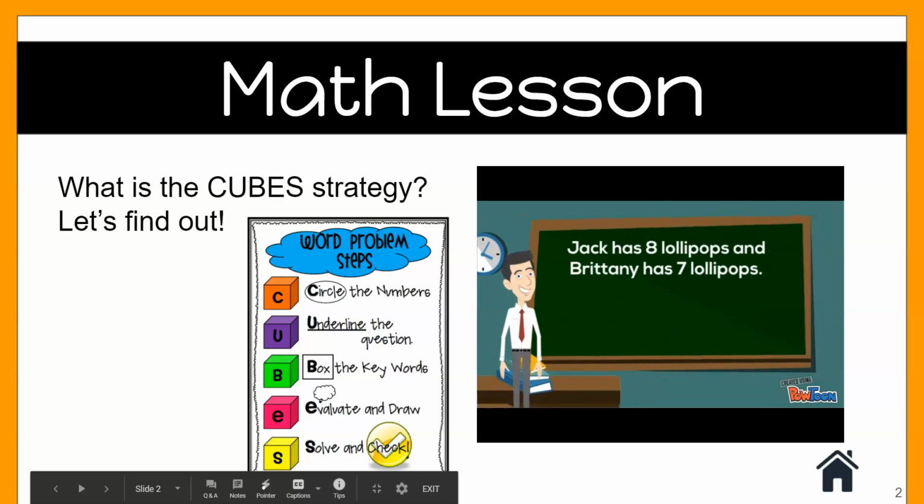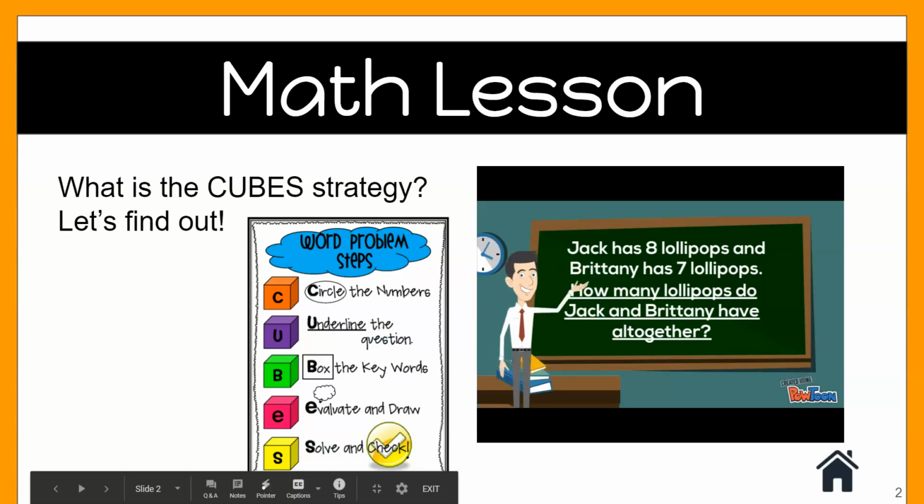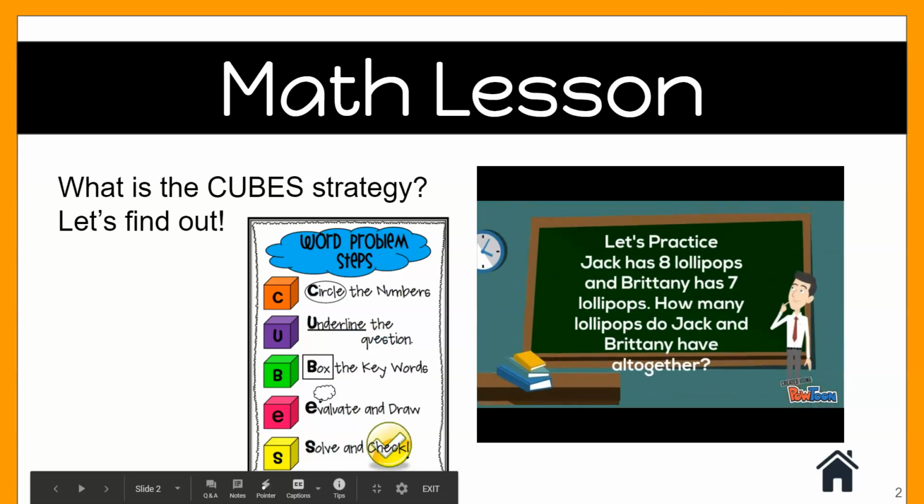Now, we need to underline the question so we know what we're trying to find. Do you know what the question is that we're being asked? Yes! How many lollipops do they have all together? Let's go ahead and draw a line under the entire question. Don't leave any of it out.